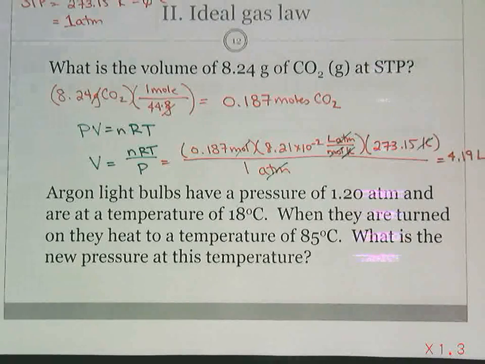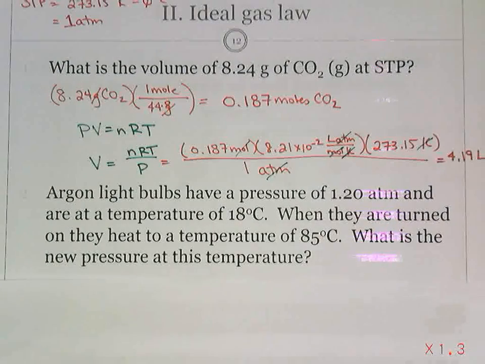Argon light bulbs have a pressure of 1.20 atmospheres and are found at a temperature of 18 degrees Celsius in this classroom. When they are turned on, they heat to a temperature of 85 degrees Celsius. What is the new pressure at this new temperature? All right, so we're going to think a little bit about how to solve this.